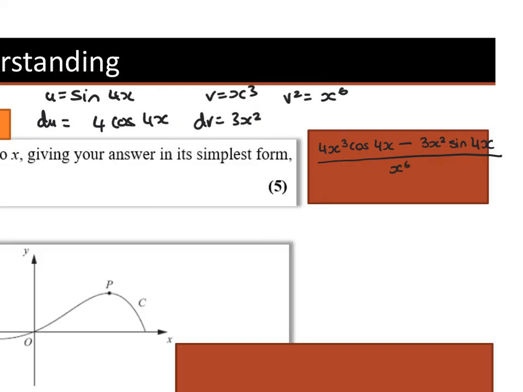So now I'm going to have v du, so 4x cubed cos 4x, minus u dv, 3x squared sine 4x, over v squared, which is x to the power of 6. Now, they all have an x squared in common. So I can take that down, cancel that. I now have 4x cos 4x minus sine of 4x over x to the power of 4. Okay, and there's your 5 marks right there. Nice and simple, isn't it?